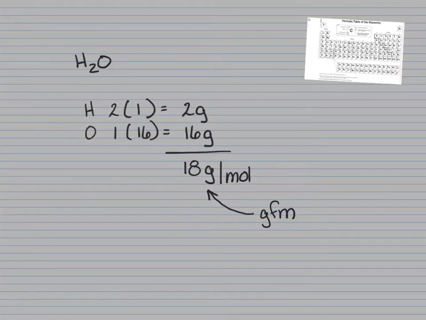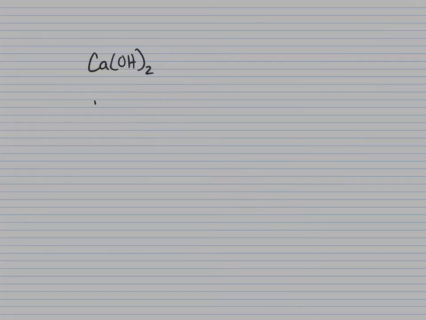Let's try another one for a quick example. In this one we're going to use calcium hydroxide. So we have a calcium, we have an oxygen, and we have a hydrogen. We're going to make our tally. We have 1 calcium, we have 2 oxygens, and if you're not sure where I got that 2 oxygens from, it's the 2 distributed into these parentheses, so 2 oxygens and 2 hydrogens.